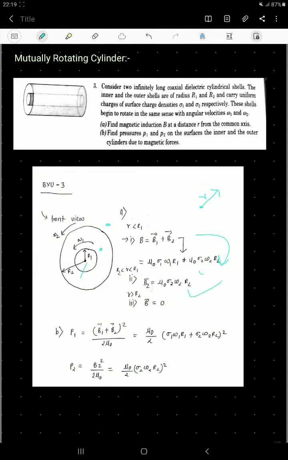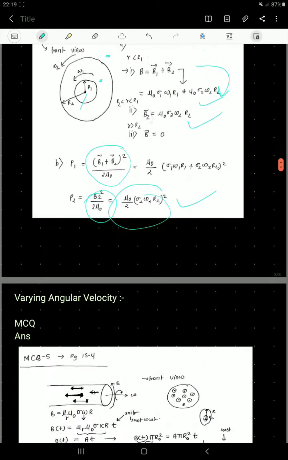That is written here. Okay, now if I want to write the pressure on the inner cylinder, it can be written as (B1 plus B2) squared by 2 mu naught for the field in that region, and B2 squared by 2 mu naught for the field in this region. Okay, so here you can get the value of both the parts of the problem. I have just solved it here. Okay, now let us come to the next part.